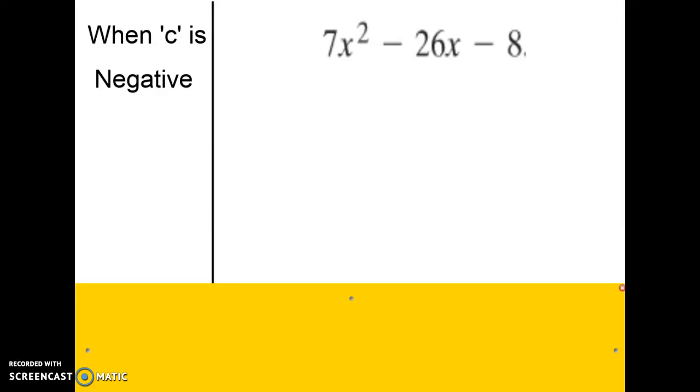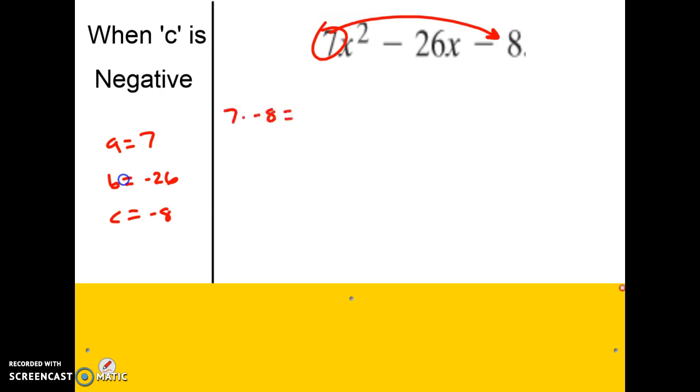Alright, now we're going to move on to an example when c is negative. Sometimes it's easier to do problems if you label over on the side exactly what each is. So you have a is 7, b is negative 26, and c is negative 8. Or some people like to multiply like this. Either way, the AC method would be 7 times negative 8, and we are getting a negative 56.